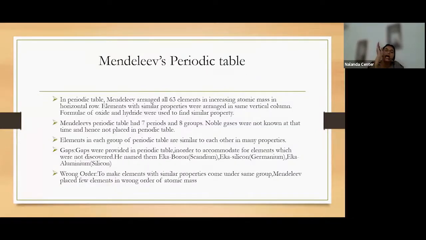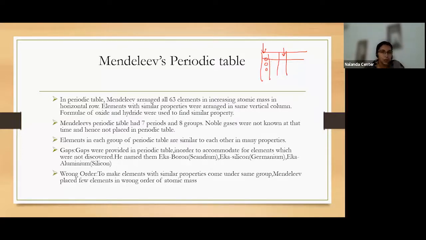Now we are moving on to the advantages and disadvantages. Before that, Mendeleev's periodic table had a few specialities. During Mendeleev's time, we were aware of about 63 elements. So what did he do? He arranged all the 63 elements in increasing order. So there were horizontal rows and vertical columns. Whenever he found out that the oxides are having similar formulae, he used to arrange them one by one in the column. So what can we say? In the column, the groups, the elements are going to have the same oxide formula and same hydride formula. This group is going to have same oxide formula and same hydride formula.